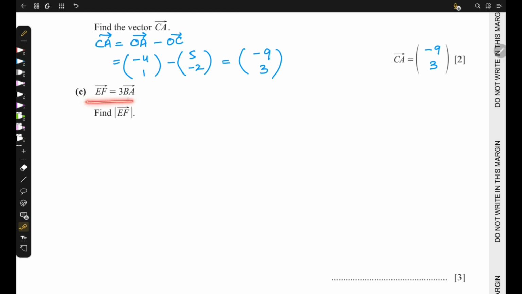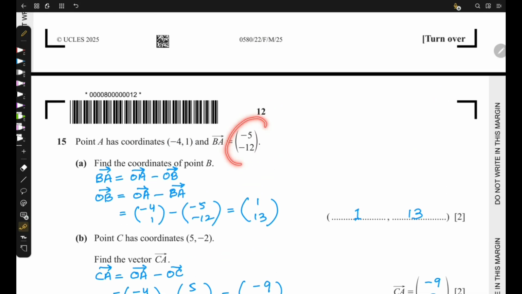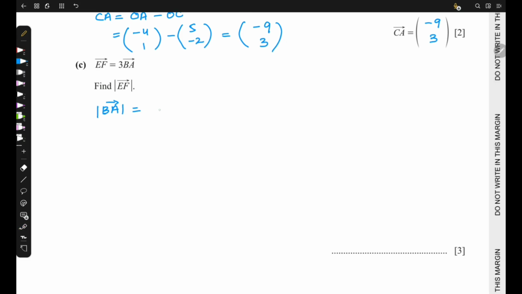If this relation is given, EF is equal to 3 times BA, it means EF is 3 times larger than BA. So we can also find out the magnitude of BA first and then multiply it by 3. So you can easily get the value of the magnitude of EF. Let's see. So I'm going to find out the magnitude of BA. As we know, BA is minus 5, minus 12. So for the magnitude, I have to take the square of minus 5 plus the square of minus 12 and the whole square root. So this would be 25 plus 144, which is 169, and the square root of 169 is 13.